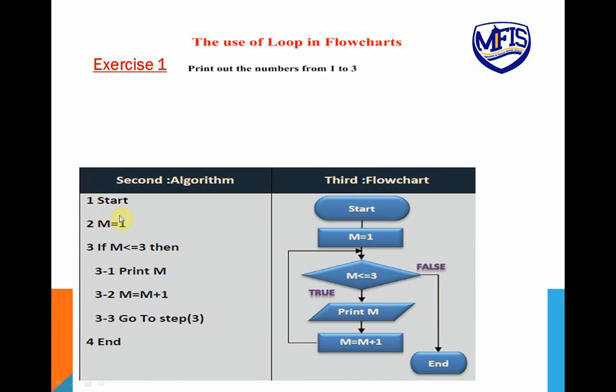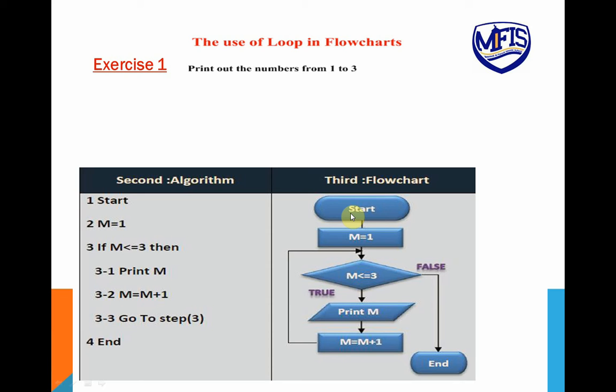Algorithm: start and m equal 1. If m less than or equal 3, then print m. Then we have to increment m to increase m by 1, so m equal m plus 1. Go to step 3 to continue inside the loop until you reach 3, and then increment by 1, so it will be 4. At this point you have to get out of the loop and end.